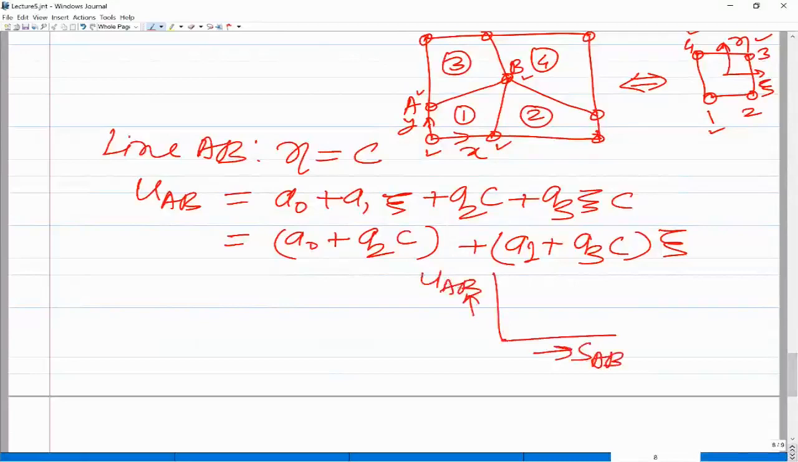In both cases, eta is going to be constant, so the uab is going to be a linear function in xi. If it is linear and at A and B the values are already common, we will get the same variation from A to B. So whether we are getting it from element 1 or element 3, we will get the same values of uab, and therefore it would be compatible.